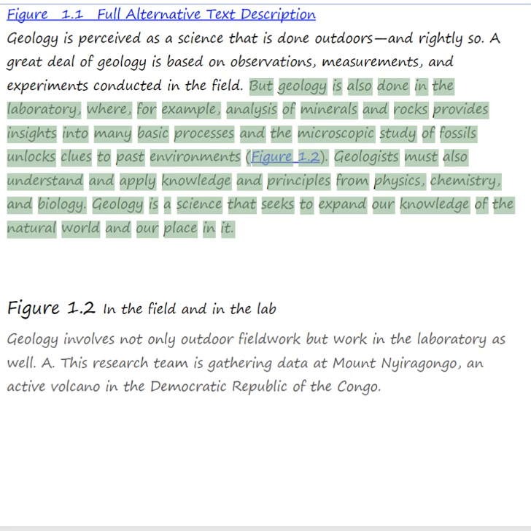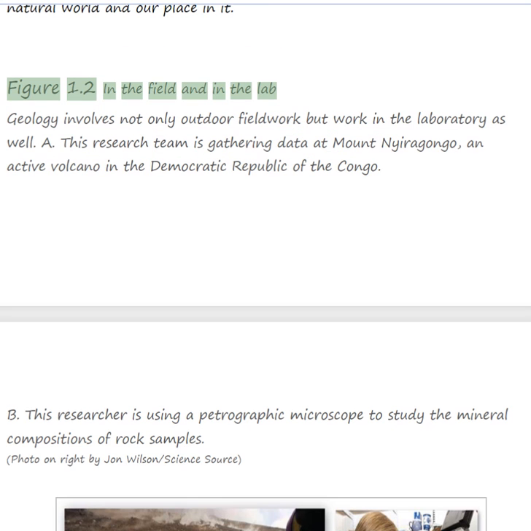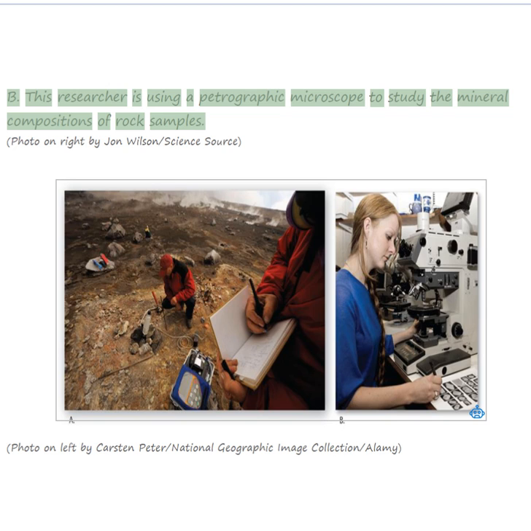Geology is a science that seeks to expand our knowledge of the natural world and our place in it. Geology involves not only outdoor fieldwork but work in the laboratory as well. This research team is gathering data at Mount Nyiragongo, an active volcano in the Democratic Republic of the Congo. Figure 1.2 In the field and in the lab. B. This researcher is using a petrographic microscope to study the mineral compositions of rock samples.